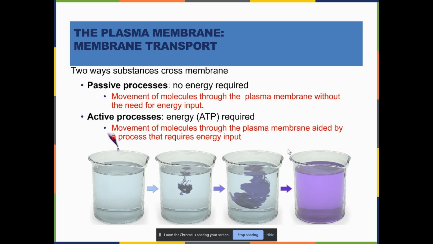A passive process does not require energy, whereas an active process does. An active process uses ATP energy. A passive process with no energy required is always going to move molecules from an area of high concentration to an area of low concentration, whereas active processes do the opposite. They move substances from an area of low concentration to an area of high concentration.